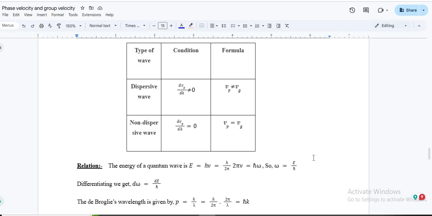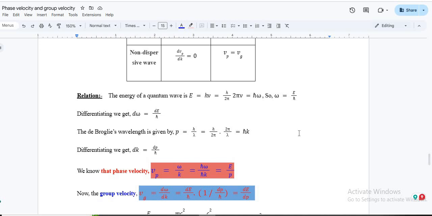Now this particular table shows the dispersive wave for the dispersive medium. So it's not independent, it's a function of lambda, so it's not equal to 0. So Vp is not equal to Vg, obviously Vg is greater than Vp, whereas in case of non-dispersive medium, it's a constant, it's independent of lambda. So this is equal to 0. And Vp and Vg, they are equal.